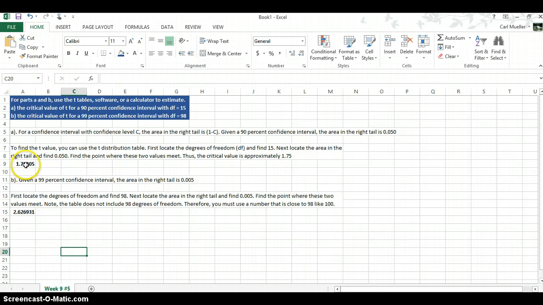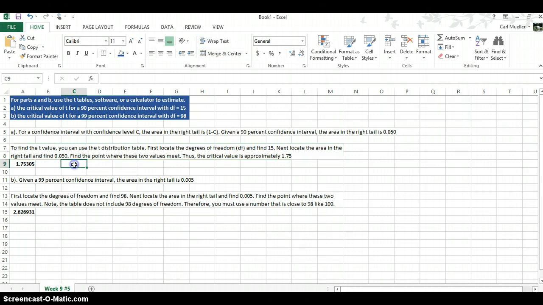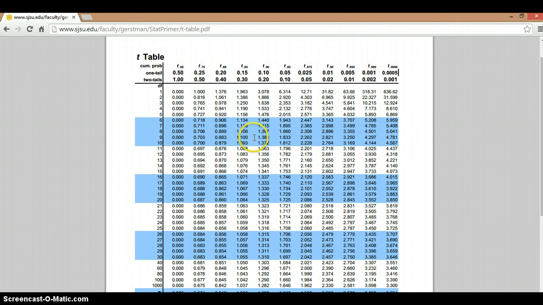In Excel, it's the TINV function. 0.1, because we're doing this in the aggregate, and 15. That gives us 1.75, the same as the t-distribution table. So let's show you where. For 0.05, which is right here, and then our degrees of freedom is 15. If you scroll all the way down to 15, this is the value where it meets, 1.75 right there.